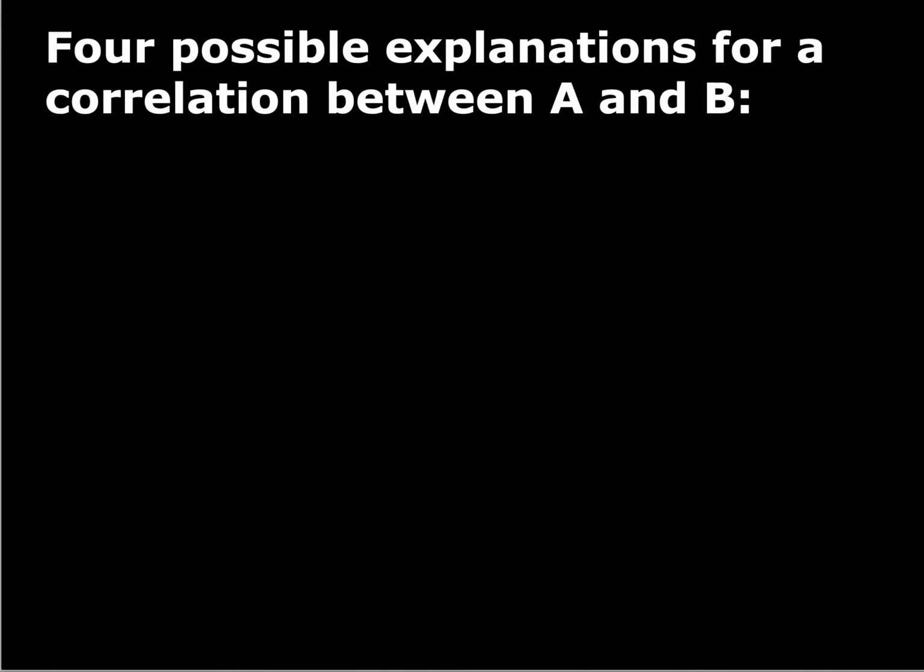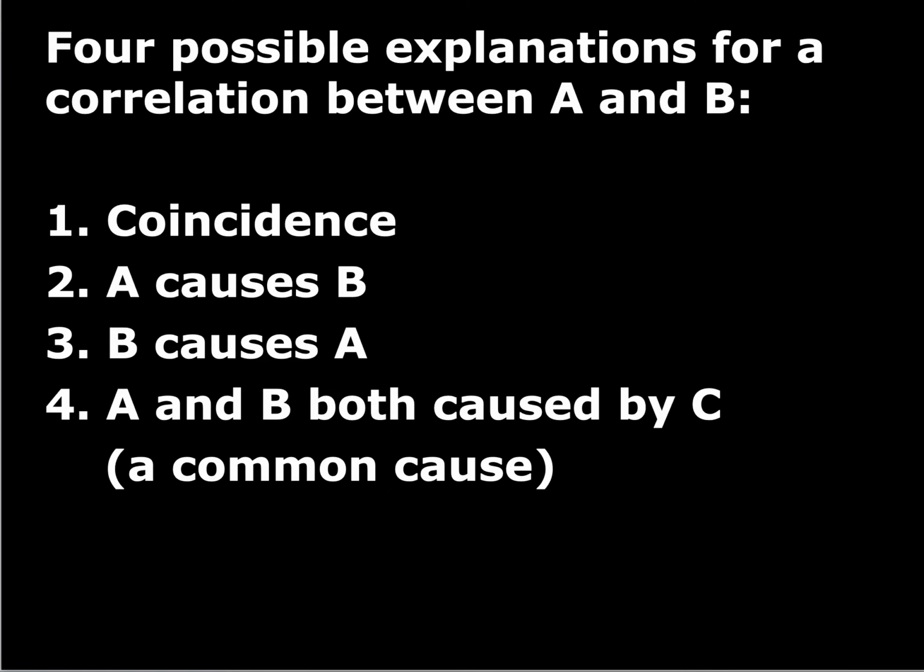How could we explain that correlation? Well, it turns out there's 4 ways to explain why A and B could be correlated, if they are. And here they are. It could just be coincidence. Yeah, there's a correlation, but sometimes there are coincidences. Okay? So that's one possible explanation.